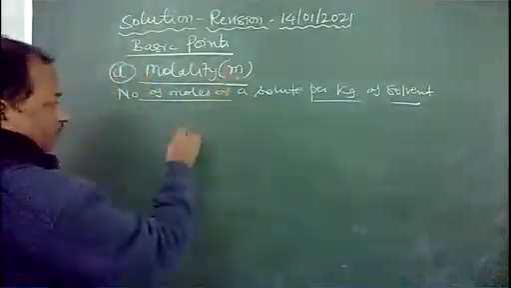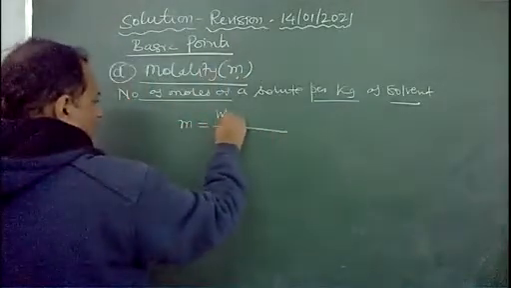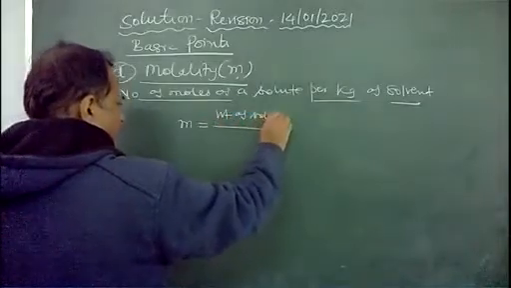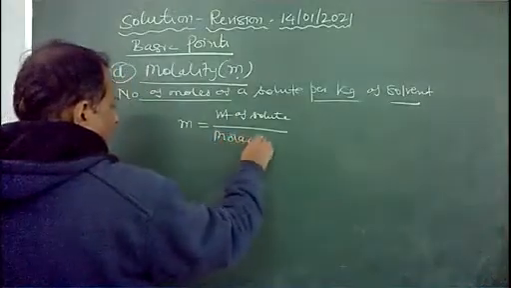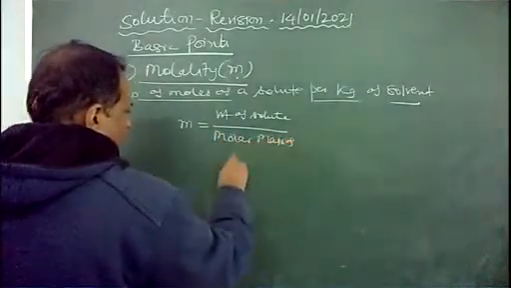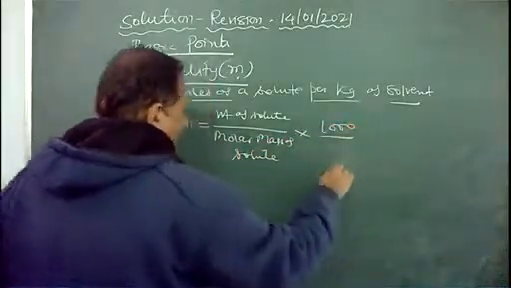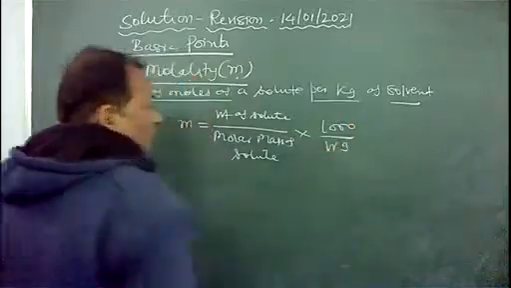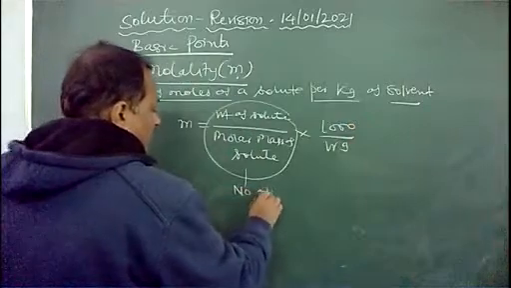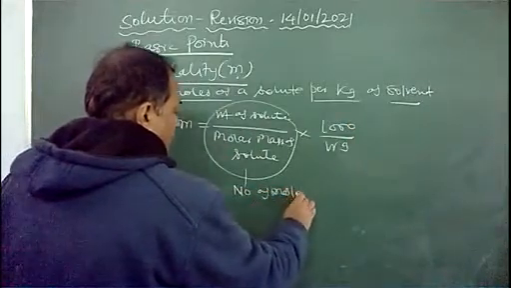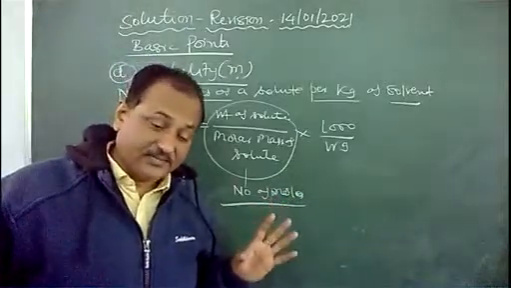Now it is represented by small m. So a small m is equal to the weight of solute, again in gram, over the molar mass of solute into 1000, and here W is in gram. Again, here it is the same, it will be the number of moles. So similarly, it is very much significant.